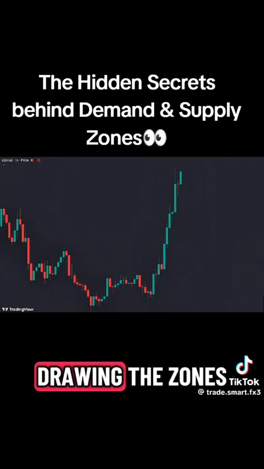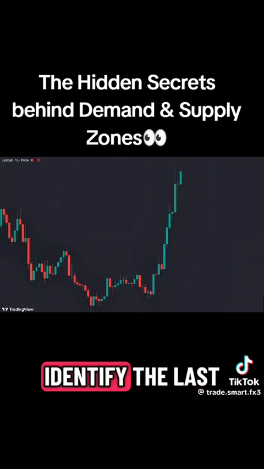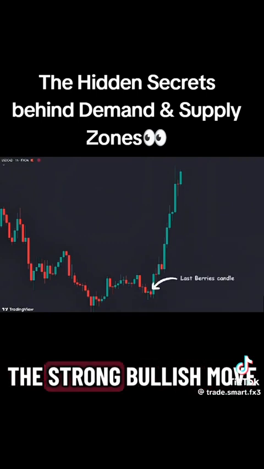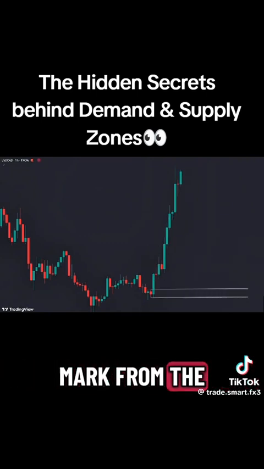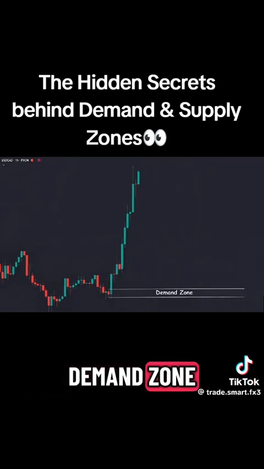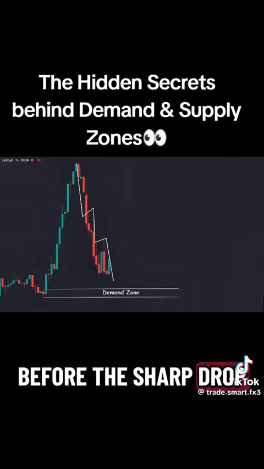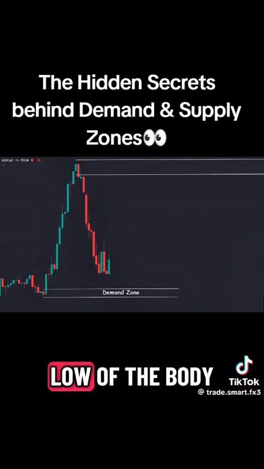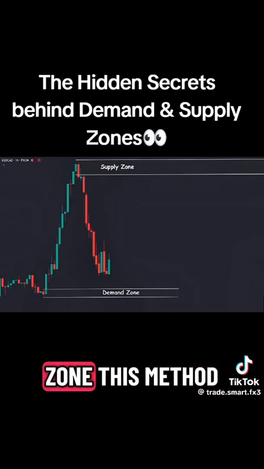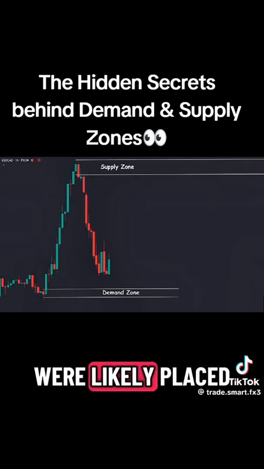Let's talk about drawing the zones. Here's a simple method. For a demand zone, identify the last bearish candle before the strong bullish move. Mark from the low of that candle's wick to the high of its body. That becomes your demand zone. For a supply zone, find the last bullish candle before the sharp drop. Mark from the high of the wick to the low of the body. That's your supply zone. This method gives you the precise area where institutional orders were likely placed.